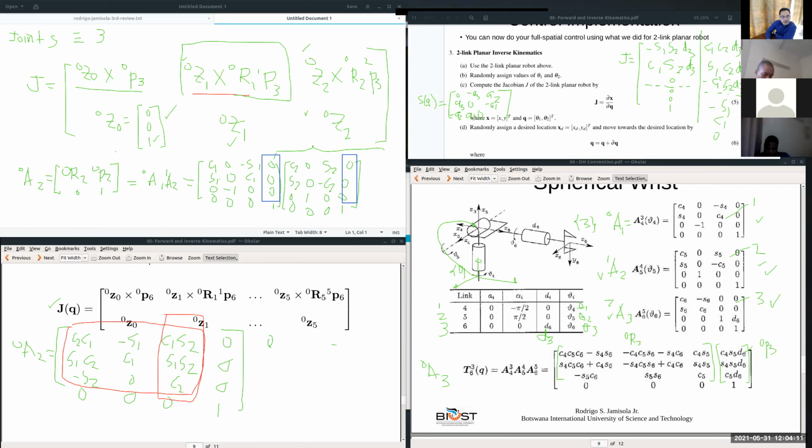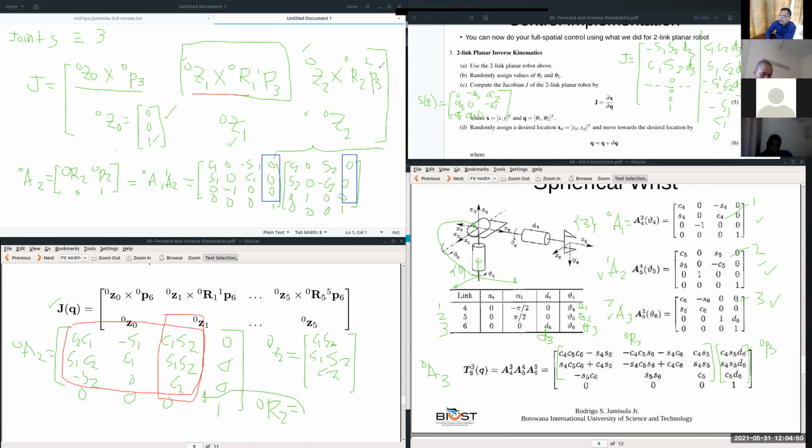Did I substitute correctly? 0Z2 is equal to this one: C1 S2, S1 S2, C2. That's 0Z2. Now what is 0R2? So this is 0R2. Just copy that one.